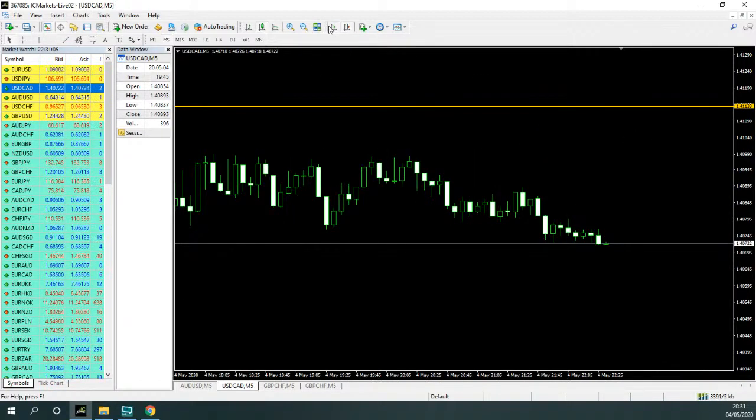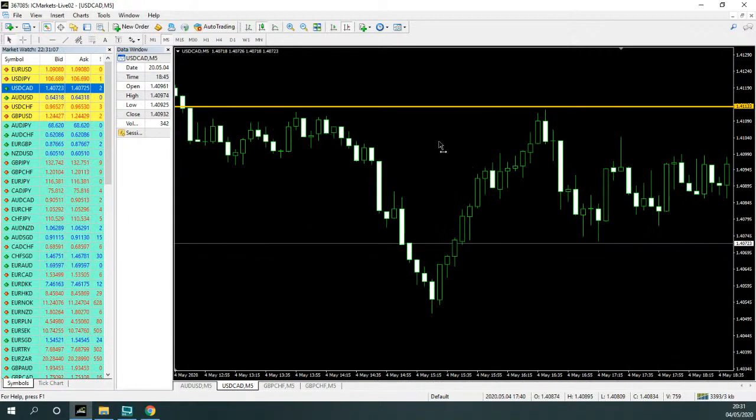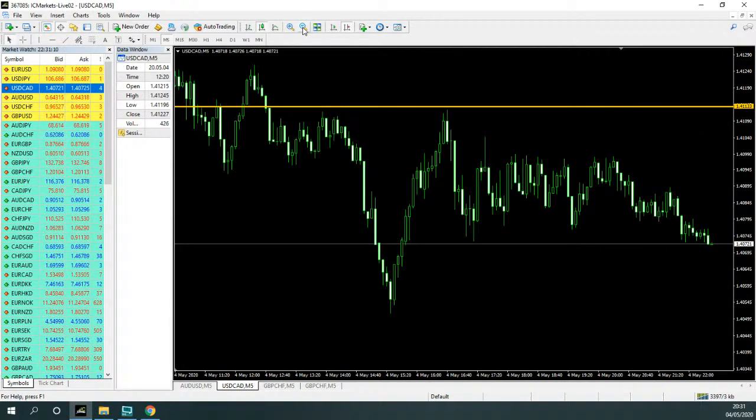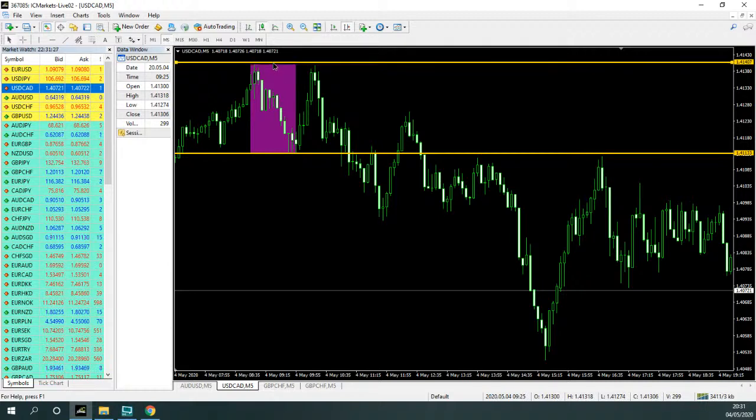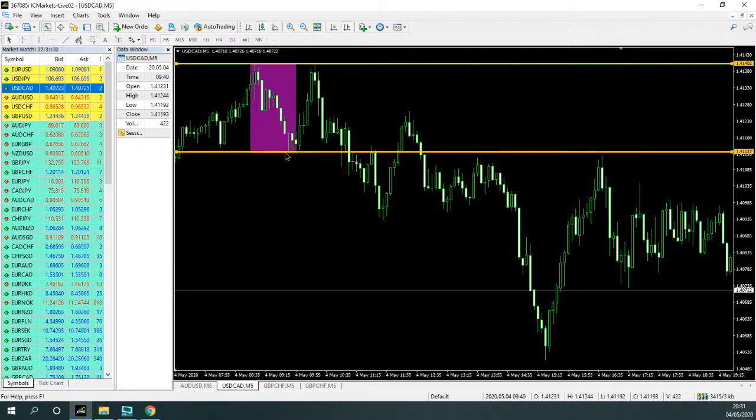All right, so this is USD CAD. Let's make it smaller. Let's see the big picture first. All right, this is the big picture. This is a good trade today for USD CAD. Okay. Right, so let's make sure the lines are on the box properly. Yes, they are on the box properly.